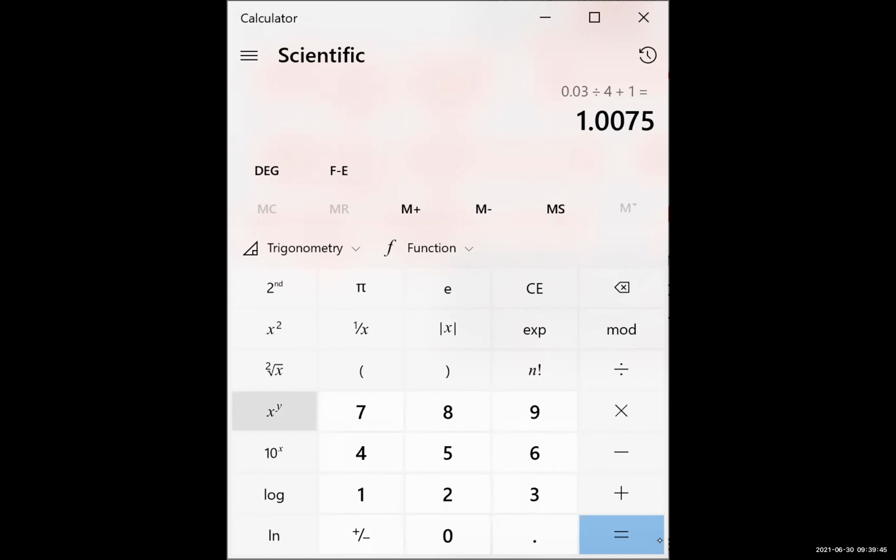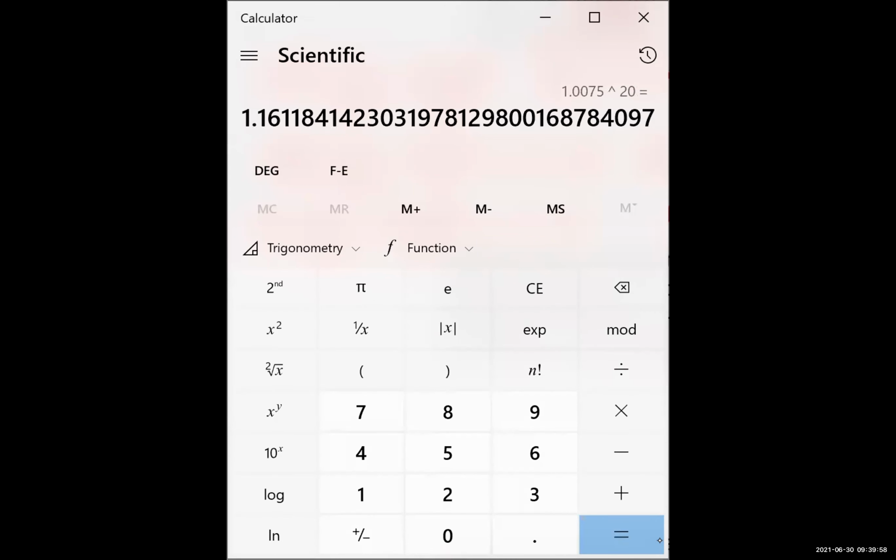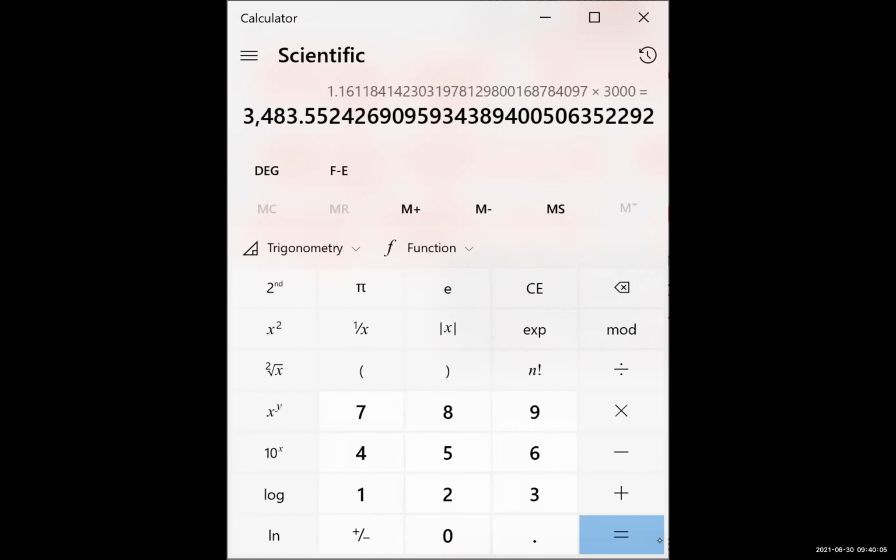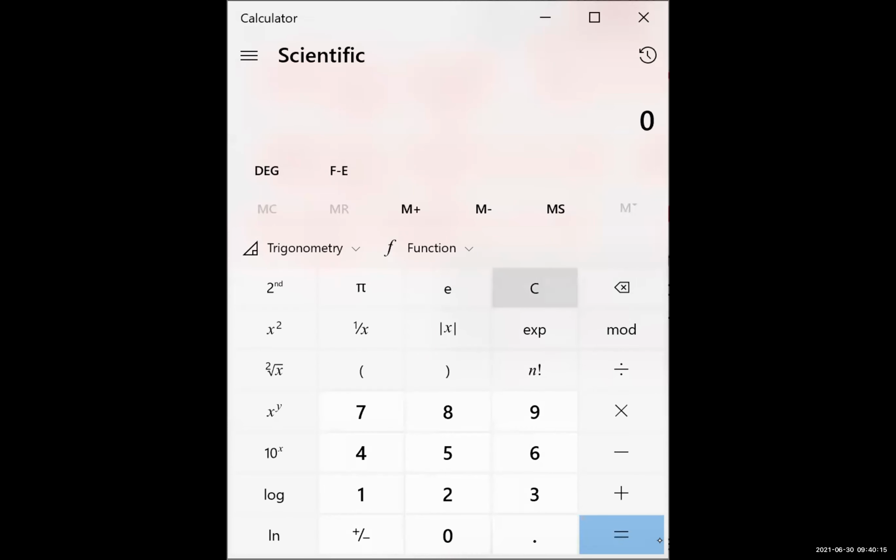Now you raise it to the power of, notice you use this key to the what? And remember, it's 4 quarters for 5 years, so that's 20, right? And so that is the exponential part of this. And all you have to do now is multiply this by 3,000. And you get your answer for the first question, $3,483.55, rounded to the nearest cent. Okay, now clear.